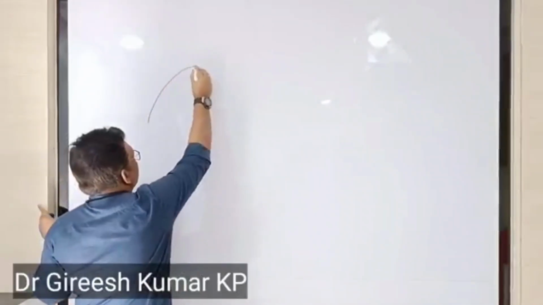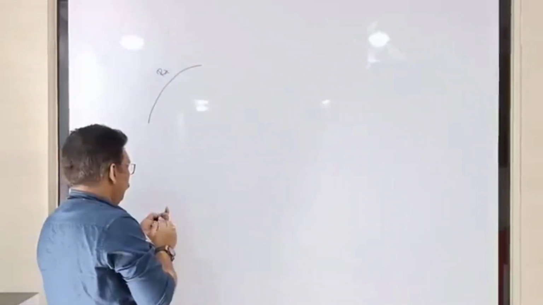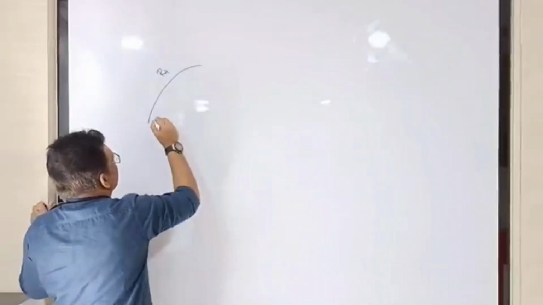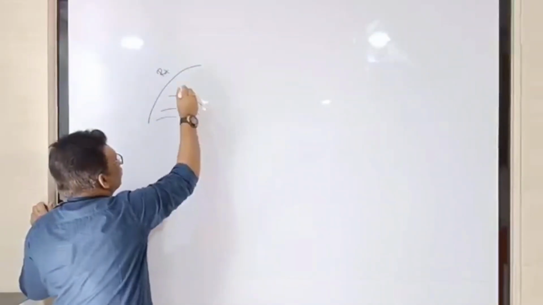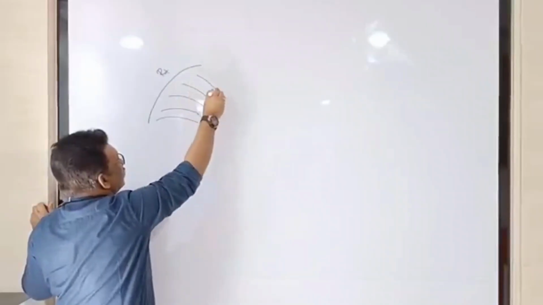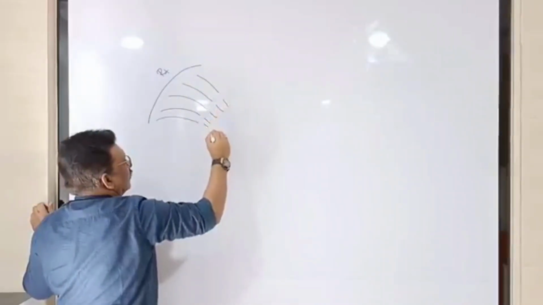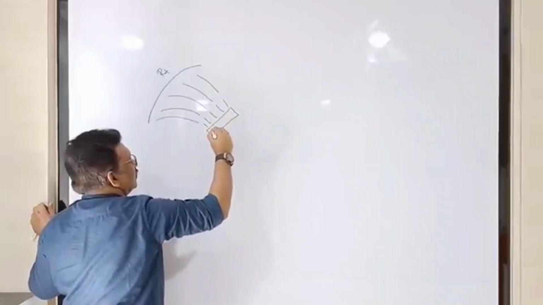So this is your brain. We'll take it as the right side. Now we'll see the pyramidal tract. It originates in the motor cortex. This is the pyramidal tract origin. Then these tracts will go to a structure called the internal capsule.